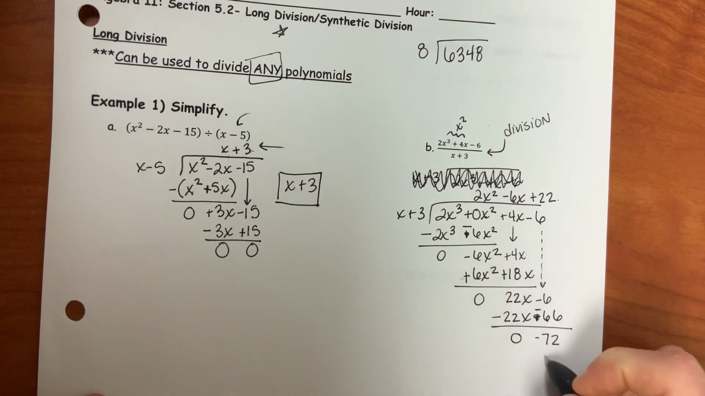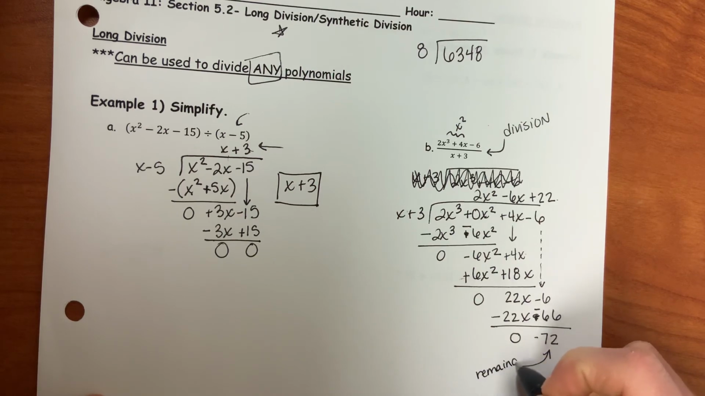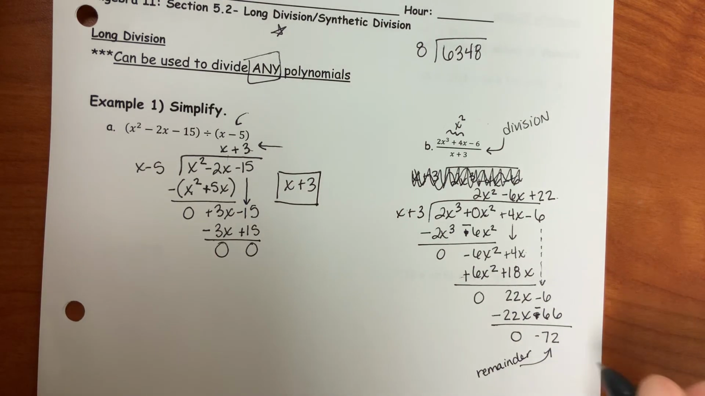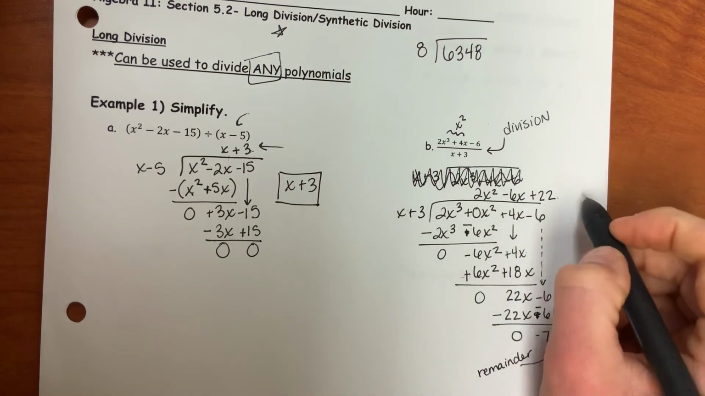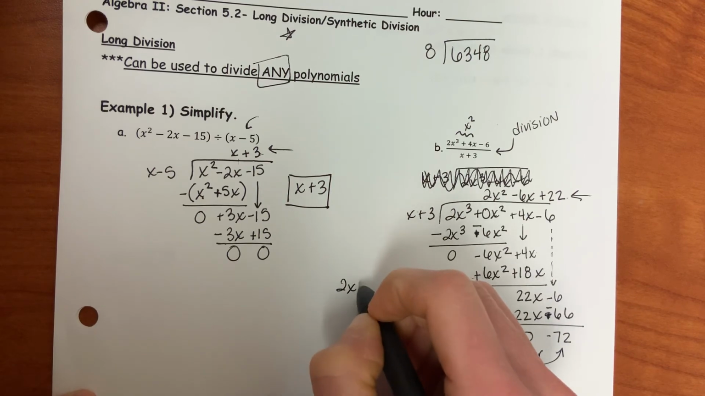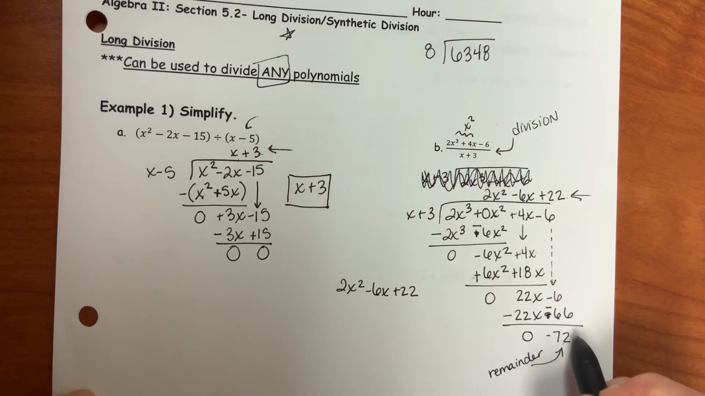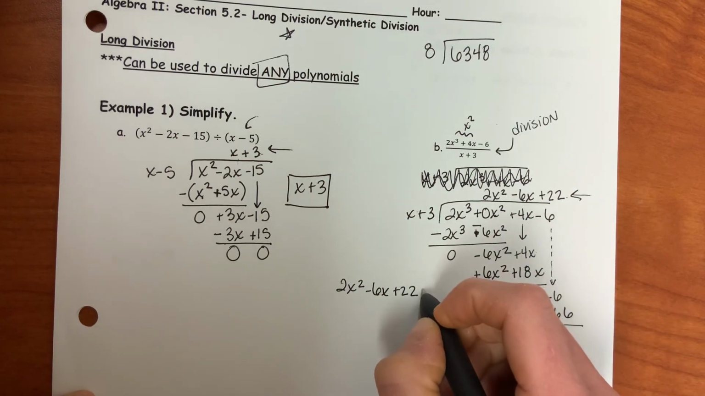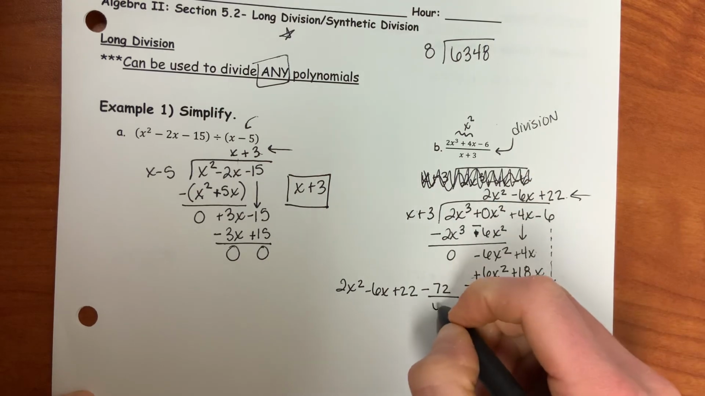So this number is what we call our remainder. Don't ignore it. It's still a part of the problem, but it is our remainder. So now to write our answer, we look back up here. Our answer is 2x squared minus 6x plus 22. But then I still have this remainder of negative 72 down here. To write that in our answer, we just need to write negative 72 over our divisor, x plus 3.